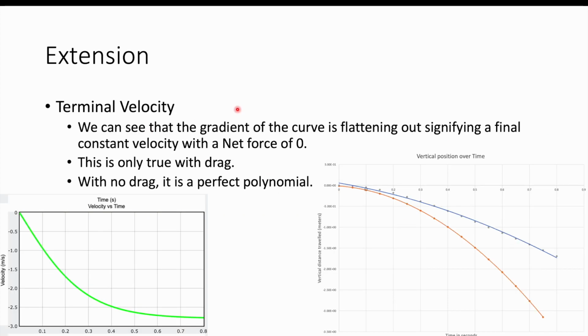So as an extension, we have to talk about the what if, what does it mean, the terminal velocity. We can see that the gradient of the curve is flattening out when there is drag. We can see here the gradient is slowly getting to a constant gradient, while with only gravitation, the gradient change remains constant throughout the fall. And we can see from this velocity over time graph that the curve is slowly flattening out, and we can assume that at some point we'll reach a constant value, meaning we've reached a constant velocity, which means that the force due to acceleration and the force due to drag will cancel themselves out.